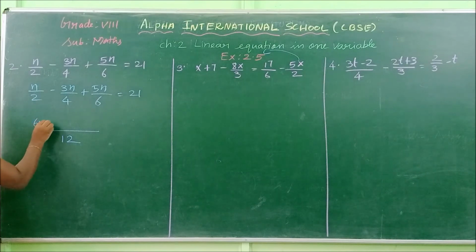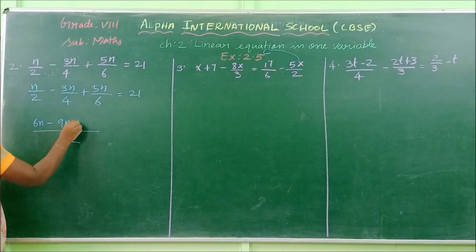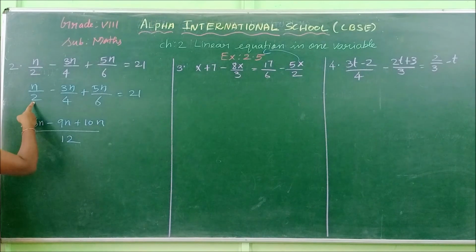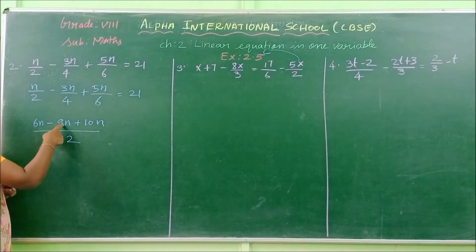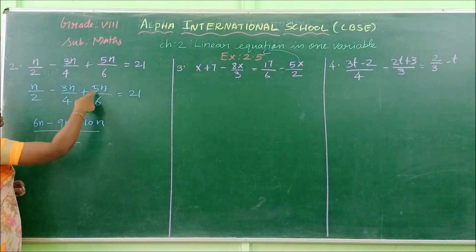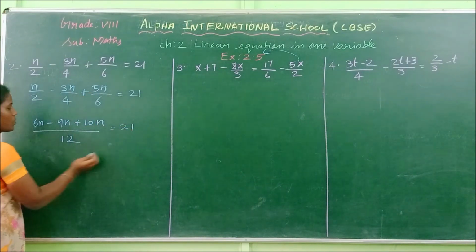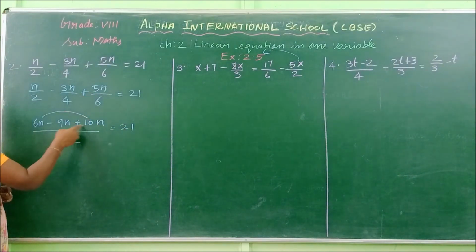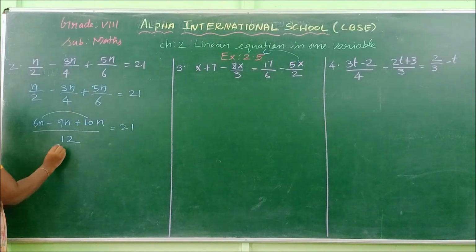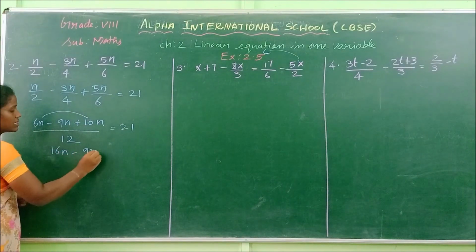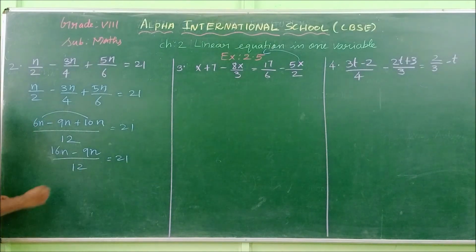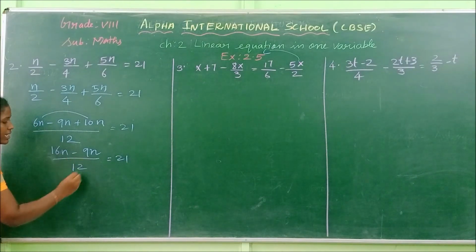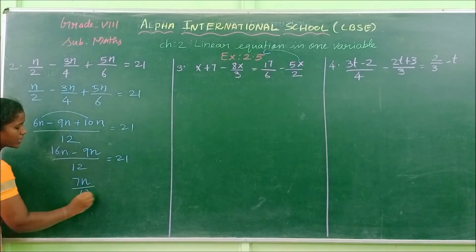So 6n minus 9n plus 10n. How? 6 twos are 12, so the numerator should be multiplied by 6. 3 fours are 12, so 3 threes are 9. 2 sixes are 12, so 5 twos are 10. So equal to 21. Now combine the numbers: 10 plus 6 is 16n minus 9n by 12 is equal to 21. 16 minus 9 is 7n by 12 is equal to 21.